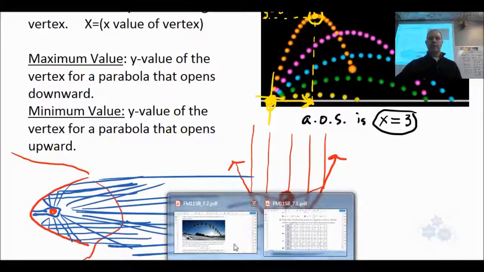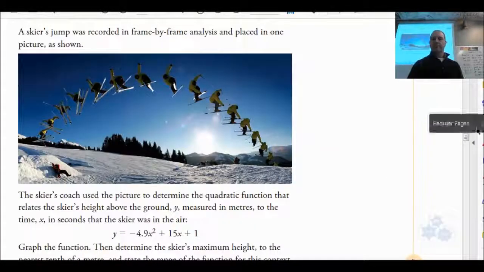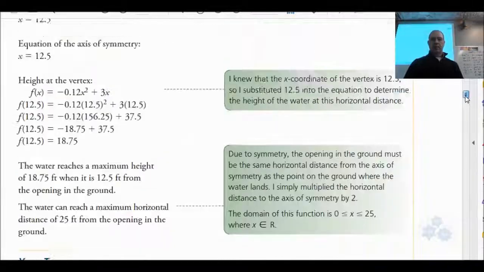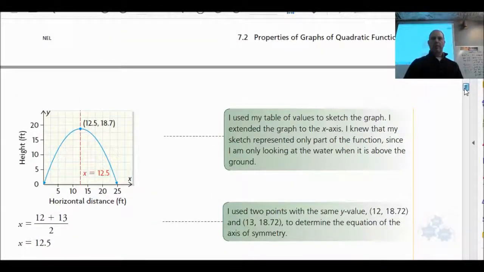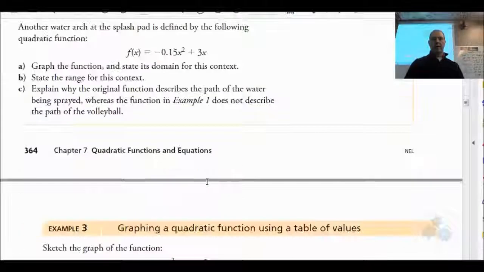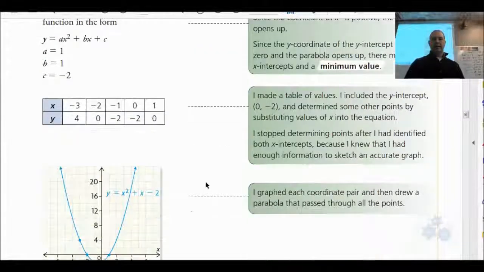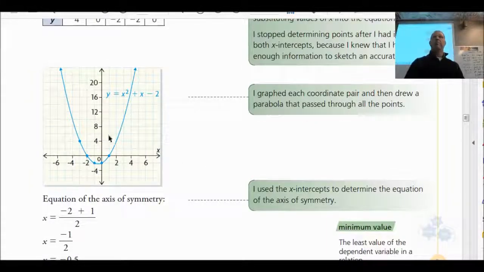All right, what else do we know here? Let's see. Okay, let's take a look at this, guys. So x equals 12.5. What is this referring to right here? Axis of symmetry. Very good. What is this point right here? 12.5 comma 18.7. What's that? Vertex. Very good. Okay, does this parabola have a maximum?